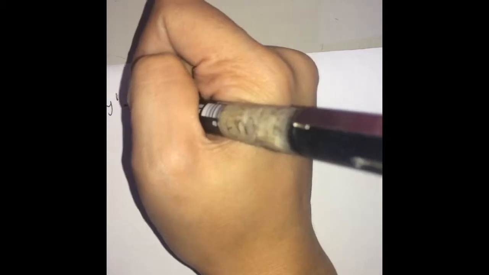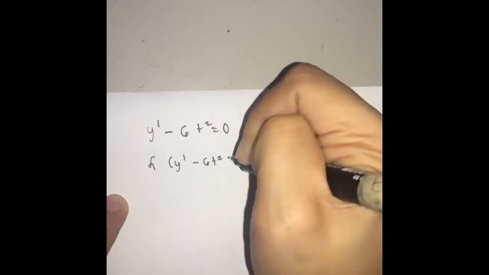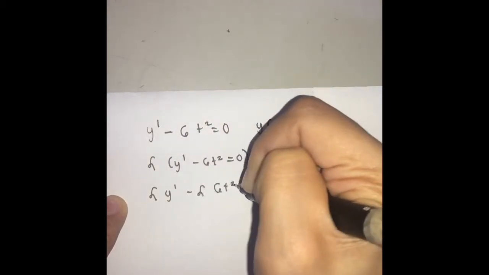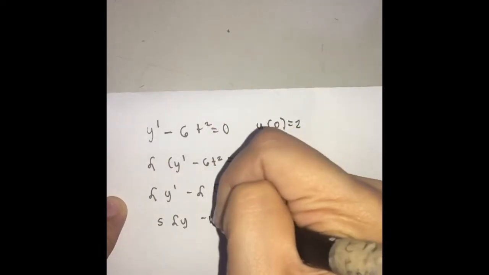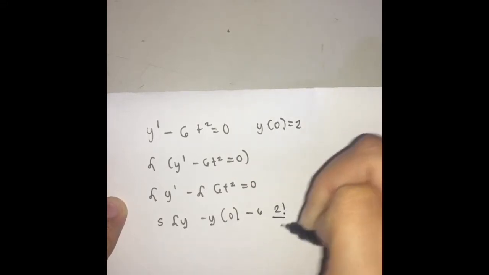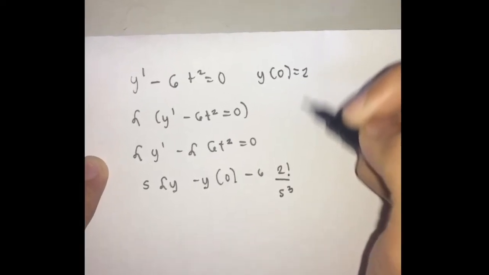With the given formula of y prime minus 6t squared equals 0 and y of 0 equals 2, it will be Laplace of y prime minus 6t squared equals 0. First, we will change the y prime into s Laplace of y minus y of 0, and the Laplace transformation of 6t squared, which is negative 6 times 2 factorial over s cubed.